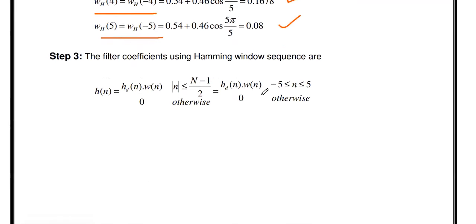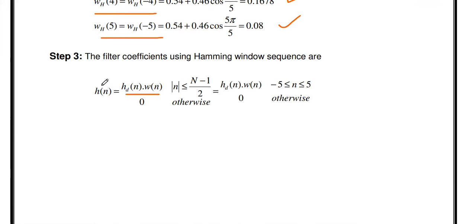After calculating the windowing sequence, the third step is to multiply our desired impulse response hd(n) with this finite windowing sequence w(n) in order to get the finite impulse response.